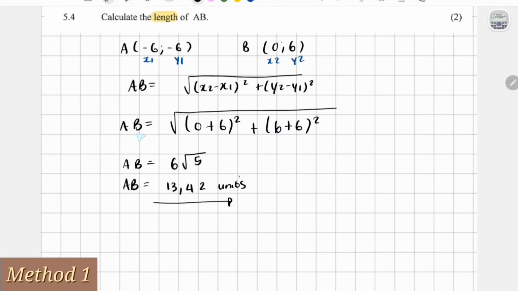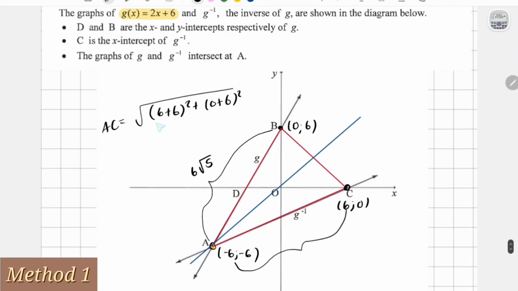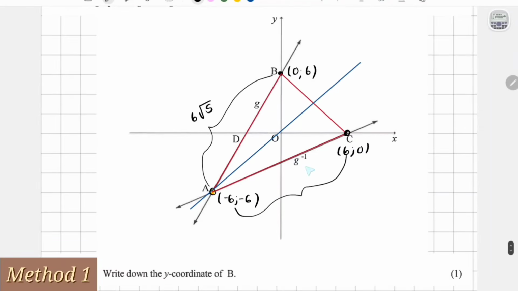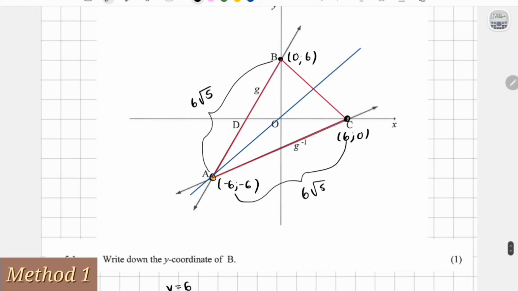It's the same thing we did to find AB. So that's why I'm saying they're really the same length. You don't actually have to find AC. We know that they're the same length. So this is also 6 square root 5. So notice I just found the two sides, okay? This side AB and this side AC.